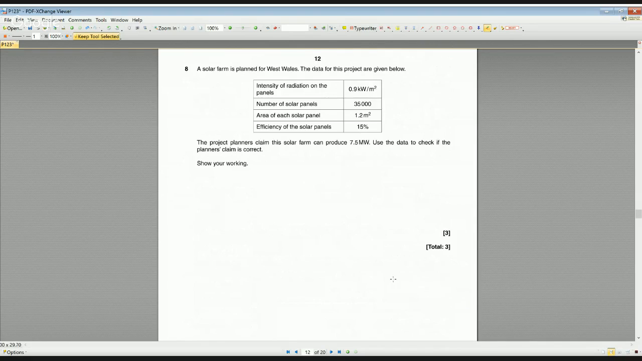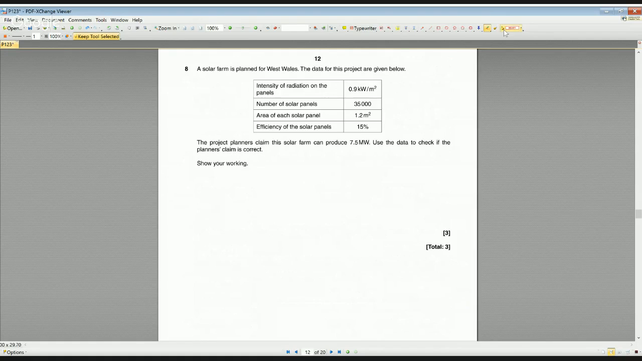Okay, and on to question number 8, the first part of P3. It says that a solar farm is being planned for West Wales. The data for this project are given below. Now, this is interesting because actually it's not asking you to really use any of the equations for P3. It's giving you a lot of information, and you should be able to, using almost common sense and some logic, work out how those equations go together.